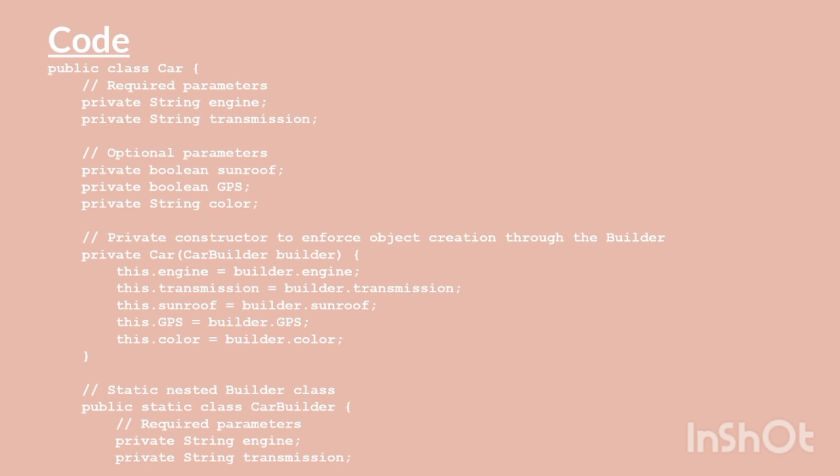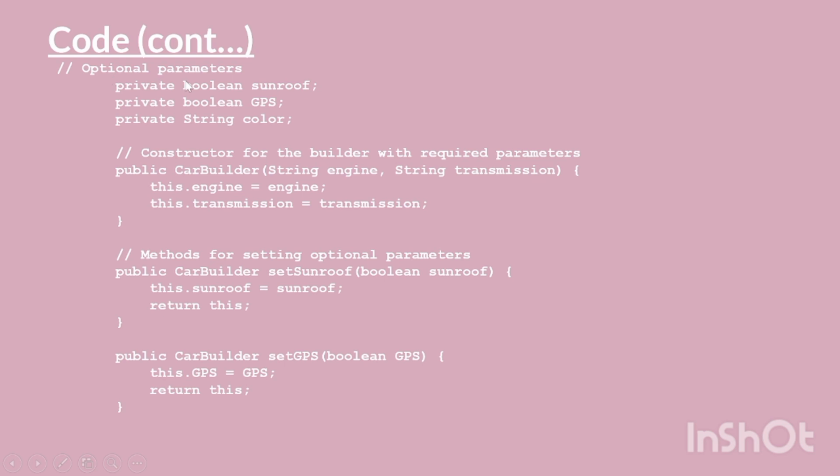Now, this constructor is private and takes a car builder object as a parameter. It initializes the car fields with the values from the builder. The car builder class here is a static nested class inside the car. It has the same fields as the car class. It has required parameters, which are engine and transmission, same as the car class. Also, the optional parameters it has, like the car class, are sunroof, GPS, and the color.